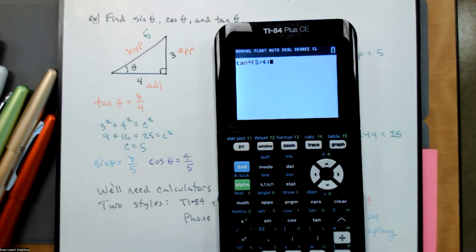This is why I like the TI-84 for this particular operation, because I can just type it like I would see it. And that is a 36.9 degree angle. I didn't specify where to round it, so that was my fault.